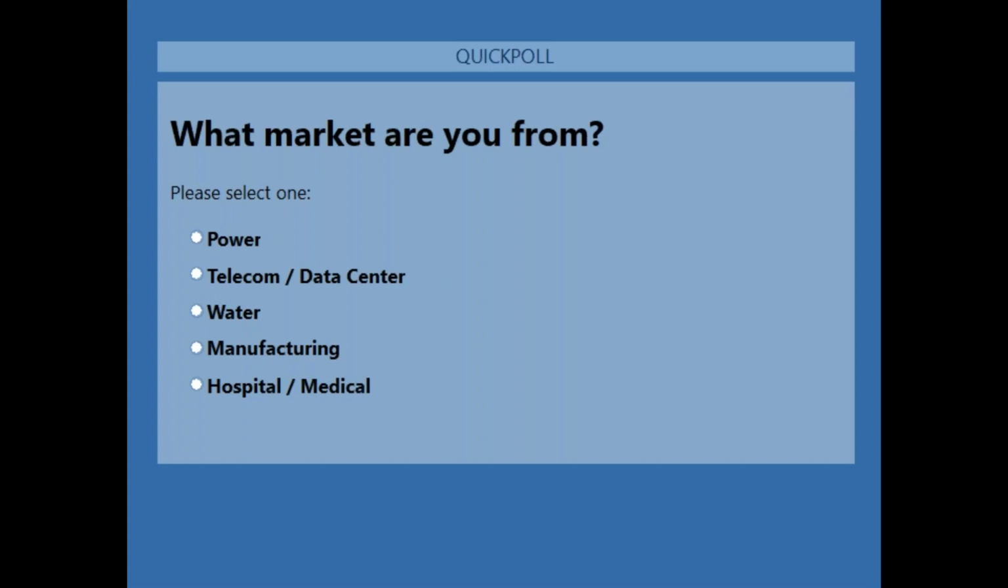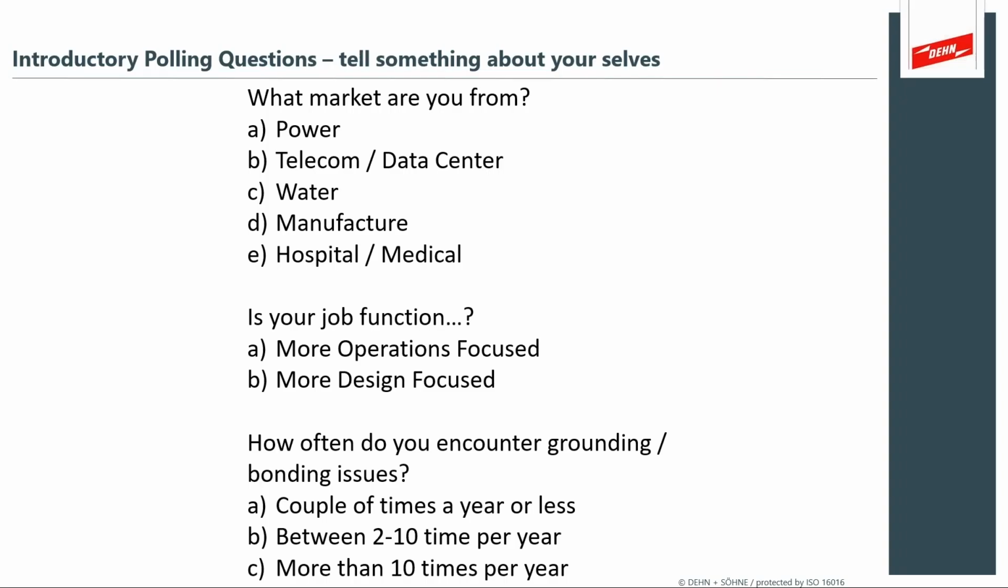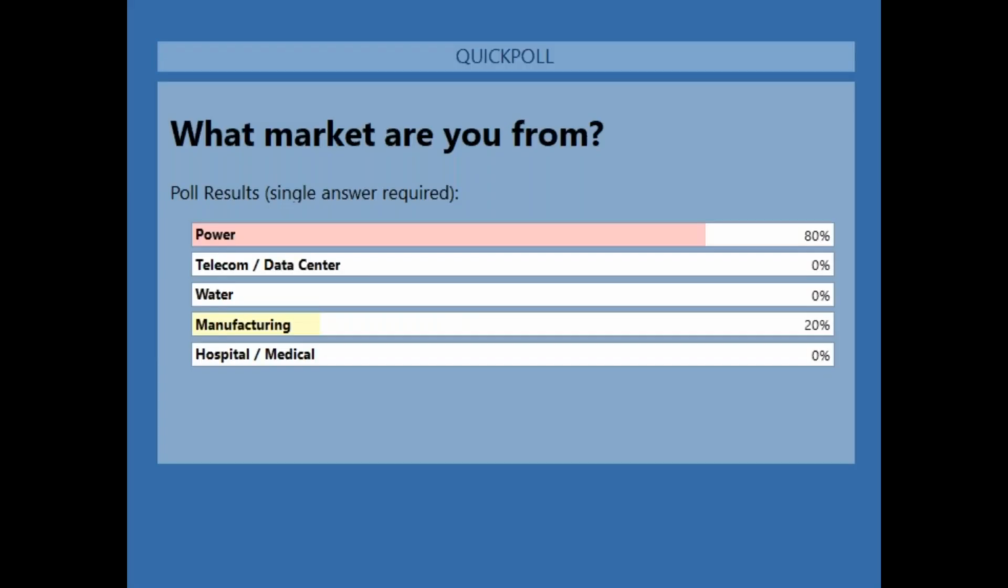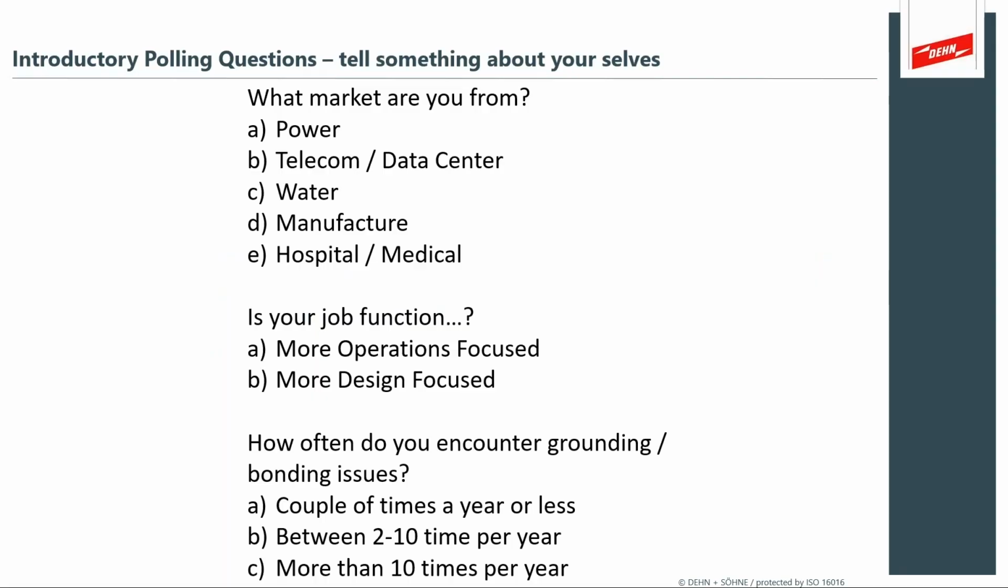Yes, waiting for a few stragglers. We've reached our quorum and our results today. Okay, well, great. We've got a good, strong attendance from some of my friends in the power industry. Excellent, thank you. And some manufacturing, good representation. So thanks for that. Okay, let's move to the next polling question.